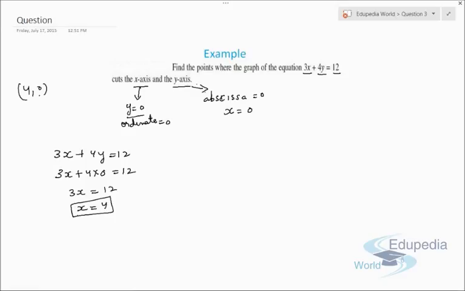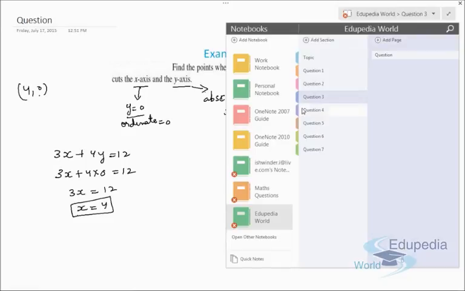Now for the y-axis we can put x as 0. So we get 3 into 0 plus 4y equals 12. So we get 0 plus 4y equals 12. So it is 4y equals 12 and y is 3. So where the graph of the equation cuts the y-axis, it will be (0, 3). So this is how we can solve these types of questions. So let's move on to the next question, question number 4.